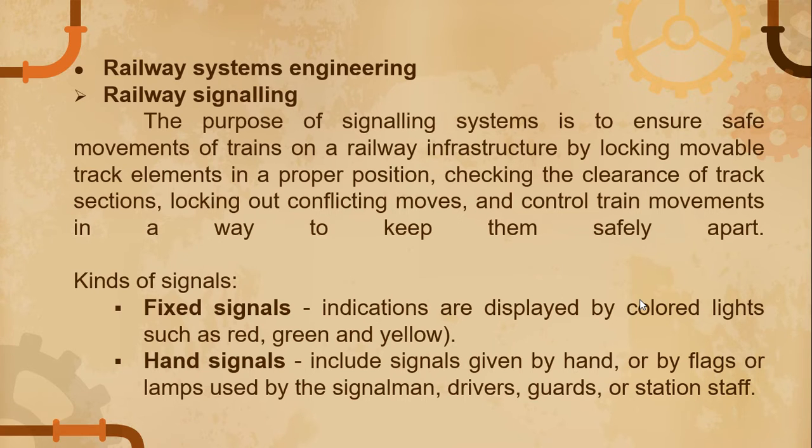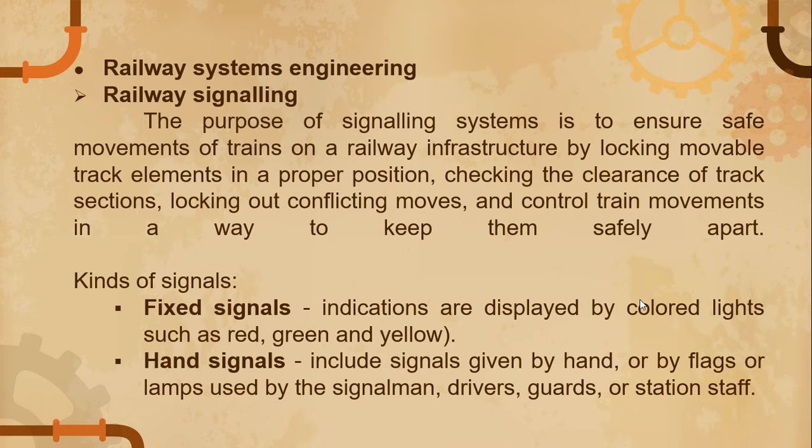Railway signaling ay para sa safety ng pagtakbo ng train. Nagbibigay ng signal sa driver upang alam ng driver yung gagawin. May mga iba't ibang ginagamit para sa signaling. May iba't ibang signals. Una na dito yung fixed signals. Indications are displayed by colored lights such as red, green, and yellow.